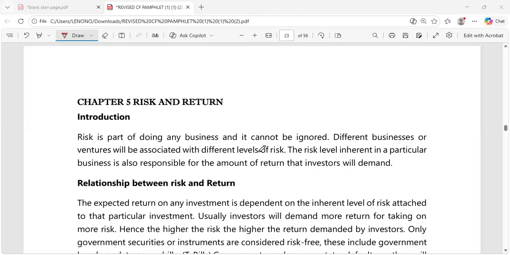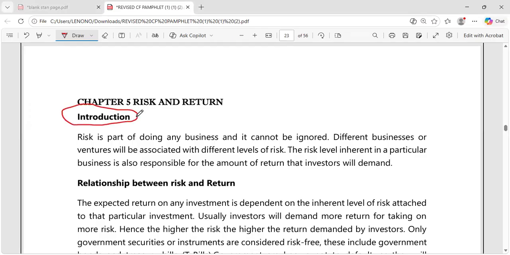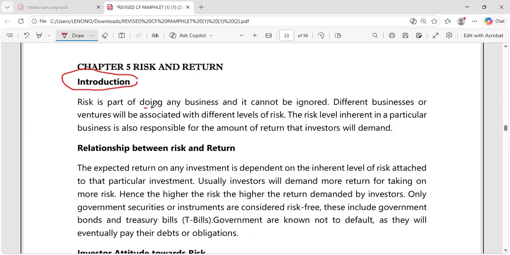Risk and return. Risk is just the probability that actual return from an investment differs from expected return. Now, an introduction here. We are simply saying risk is part of doing any business and it cannot be ignored. Different businesses or ventures will be associated with different levels of risk. The risk level inherent in a particular business is also responsible for the amount of return that investors would demand.